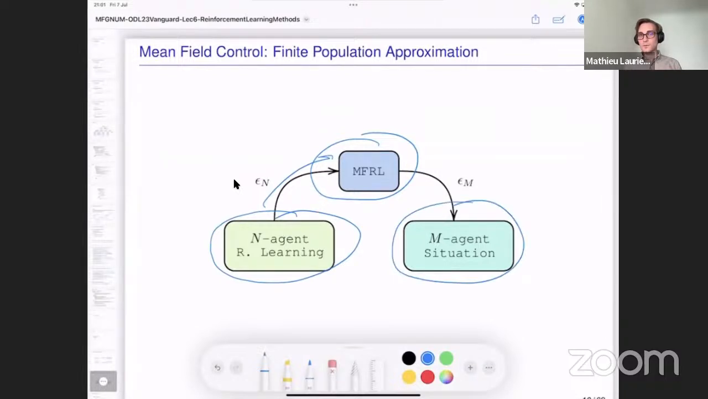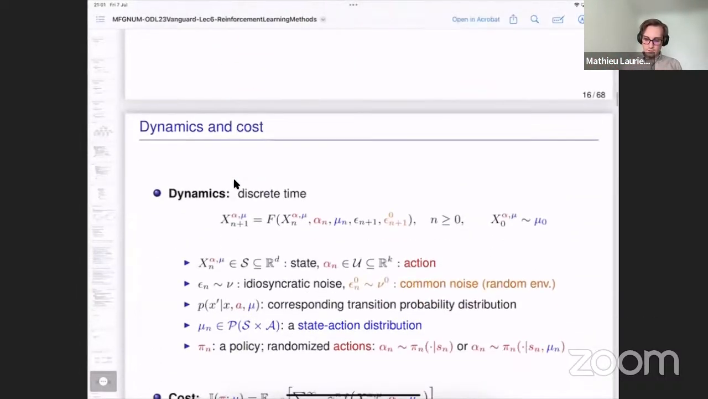So you lose some epsilons, because in real life, you have a finite population. When you are learning, you don't have a mean field population. So there is an approximation. Then you take the policy you have learned and you apply it in a finite system, so you lose another epsilon. But in some situations, you can quantify these epsilons.